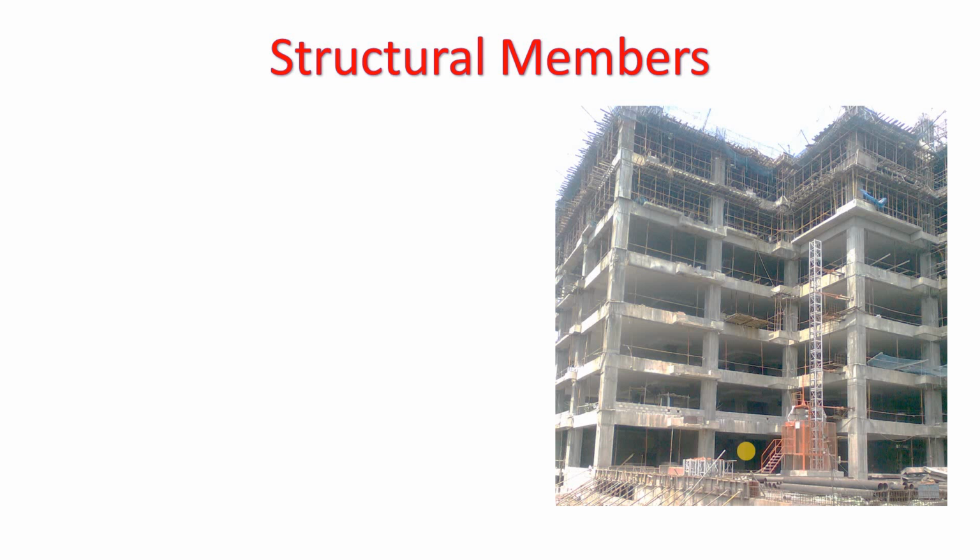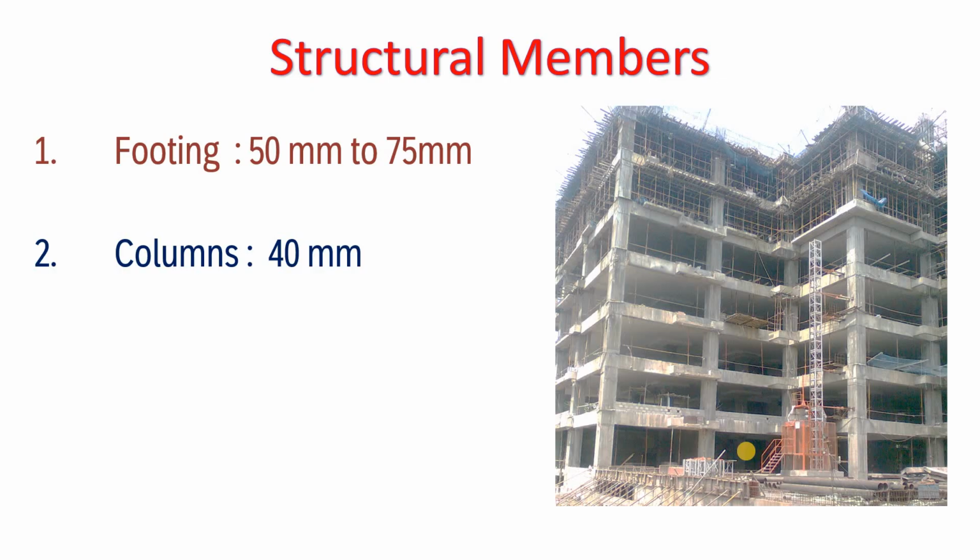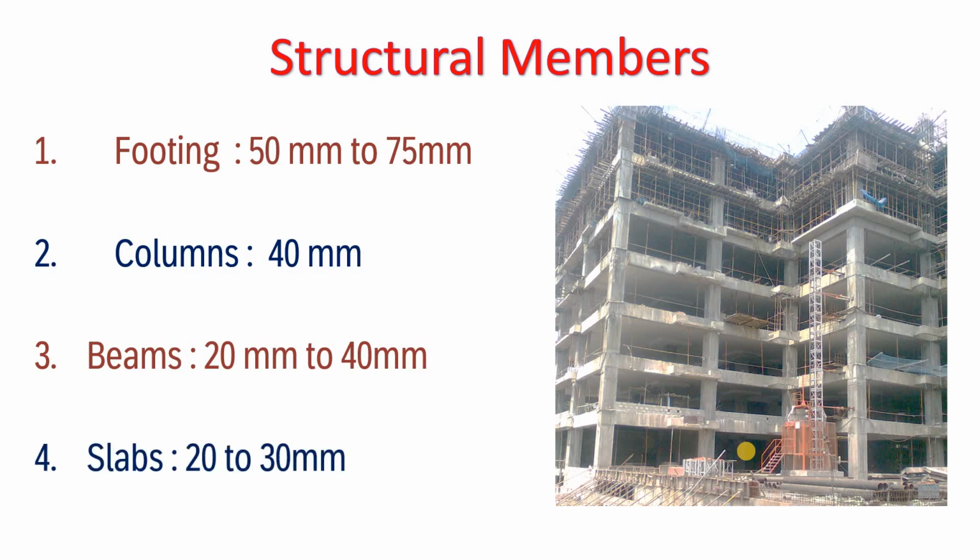An engineer must know that the foundation, beam or slab must be given minimum cover so that the reinforcement is kept safe inside the concrete. For footing, the cover must be 50 mm to 75 mm, and for columns it must be a minimum of 40 mm. For beams, the cover must be a minimum of 20 mm to 40 mm, and for slabs it must be 20 mm to 30 mm.